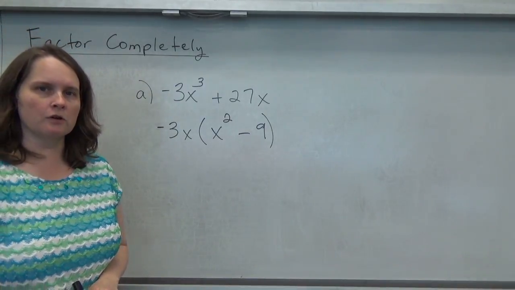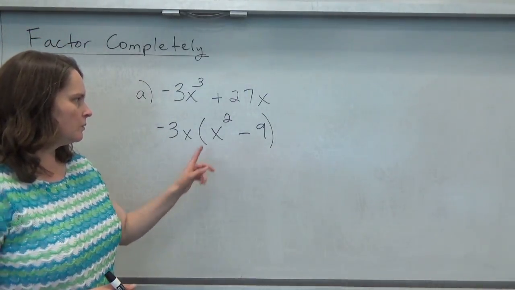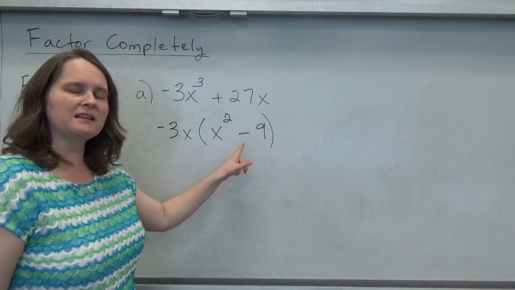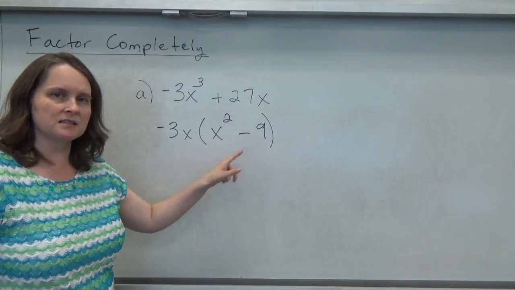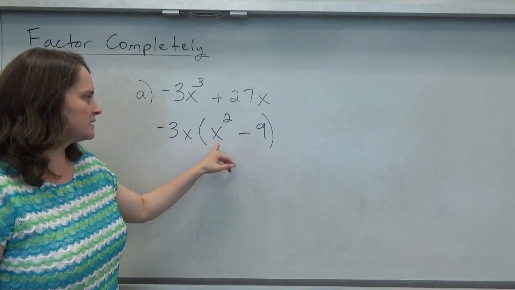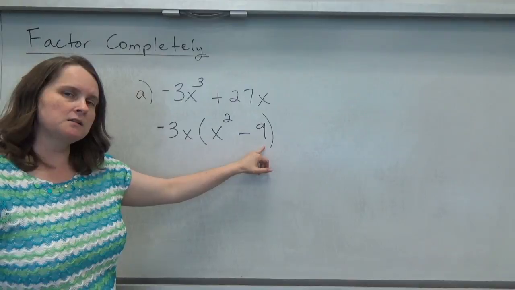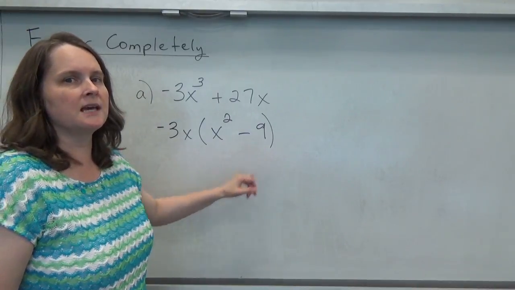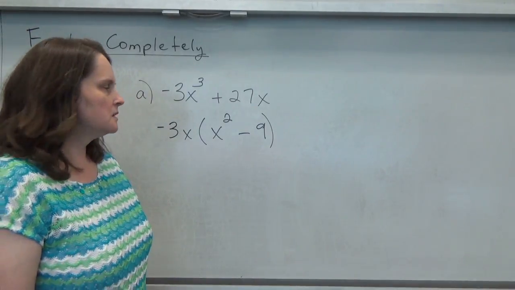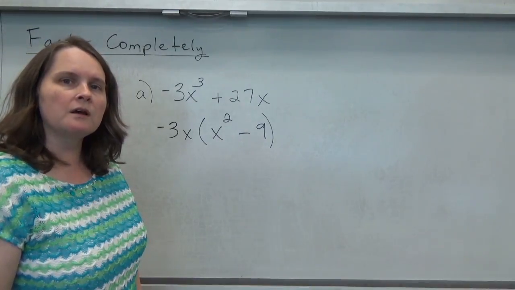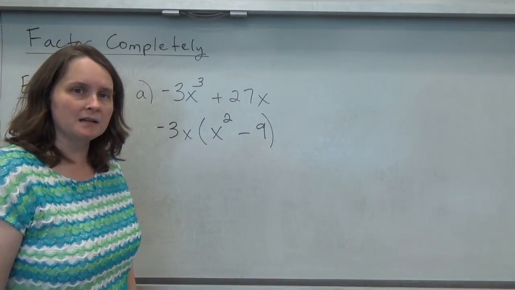Can I go any further? Well, x squared minus 9, that's something that we need to be able to recognize as a difference of squares. Again, x squared is a perfect square, 9 is a perfect square. They're being subtracted, so because that's a difference of squares, yes, it can go a step beyond this. Your difference of squares formula, if you recall, is a plus b times a minus b.